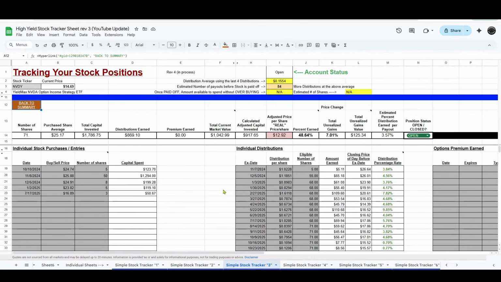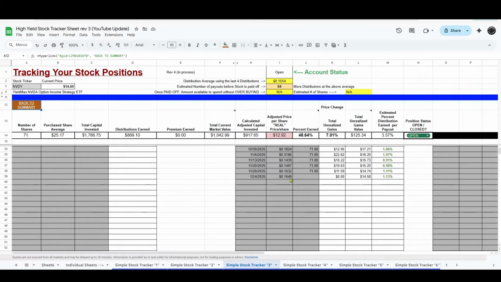And moving on to NVDY, you can see NVDY, we got 16 cents, and that's what we got last week. So that one's pretty steady. We have 71 shares of NVDY. It did not go through a reverse split, so we are good with this one as well.